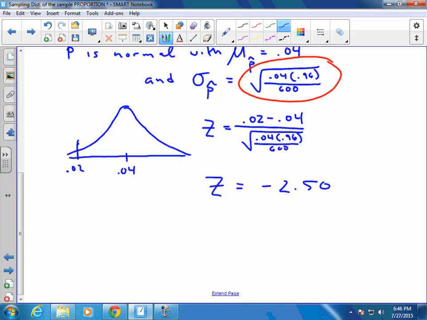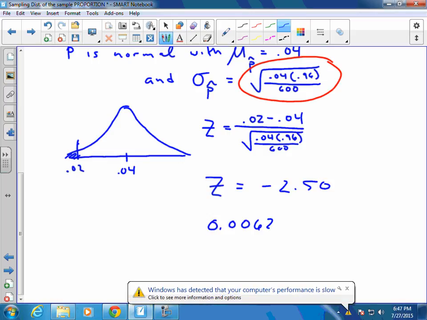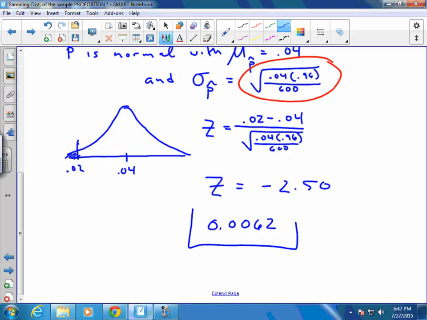Now we wanted the area to the left, right, because we were going to accept this if there were 12 or fewer defects, which means 2% defective or less, which is convenient because when I look up negative 2.50 in the table as a z-score, the table area would give me the area to the left, which means I'm done with the problem. So I'm getting 0.0062. But as always, check the table, make sure I didn't read a number wrong.